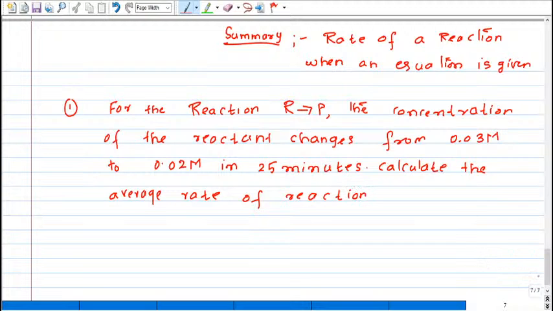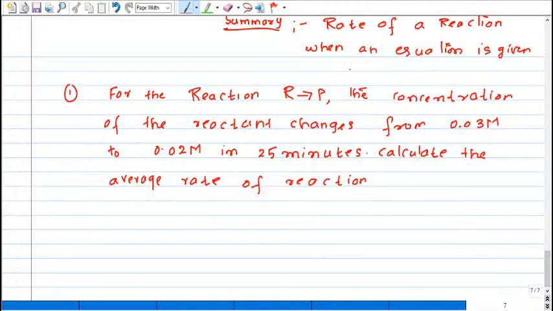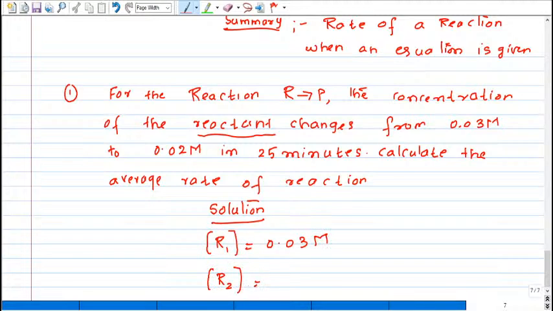To find the average rate, it can be given with respect to the reactant and also with the product. Now he has given it specifically as reactant. So let me go for the solution. Let me write down the given values. The active mass of R1 has been given as 0.03 M, and the active mass of R2 has been given as 0.02 M, and the value of dt has been given, it is 25 minutes. And the question asked is the average rate.